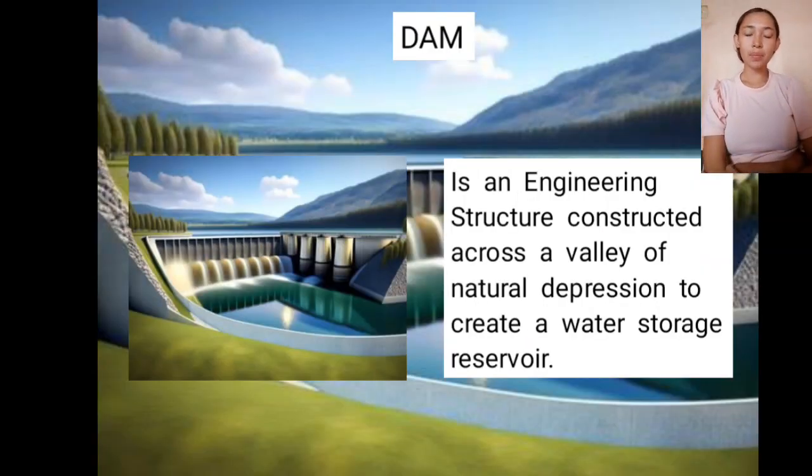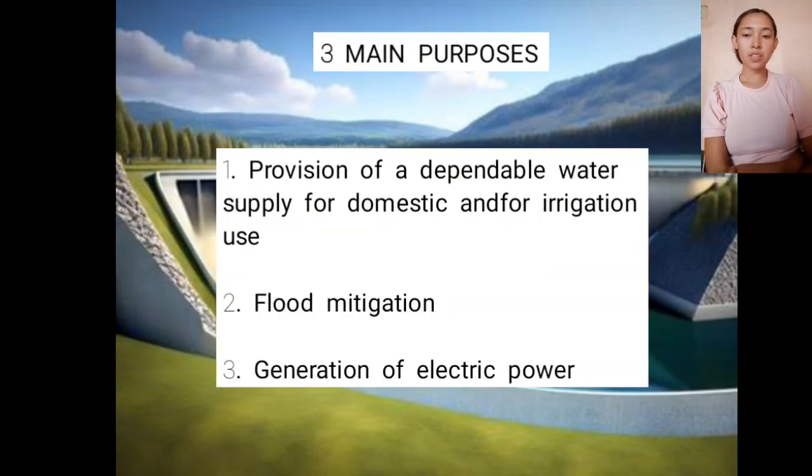So first is dam. A dam is an engineering structure constructed across a valley or natural depression to create a water storage reservoir. What are the three main purposes of a dam? First is provision of a dependable water supply for domestic and irrigation use. Second is flood mitigation. Third is generation of electric power.